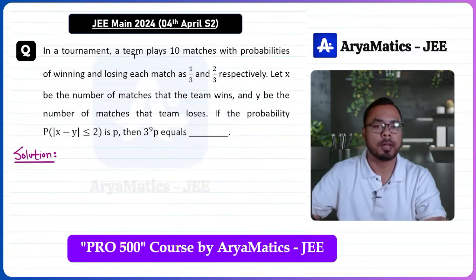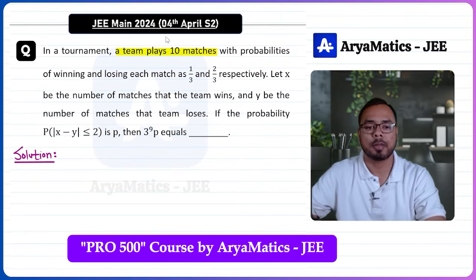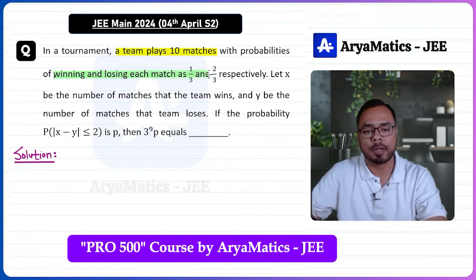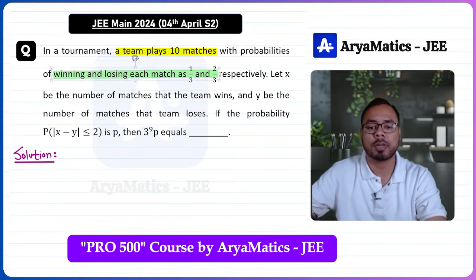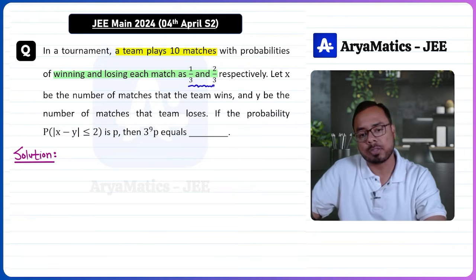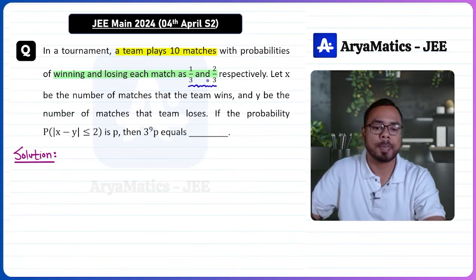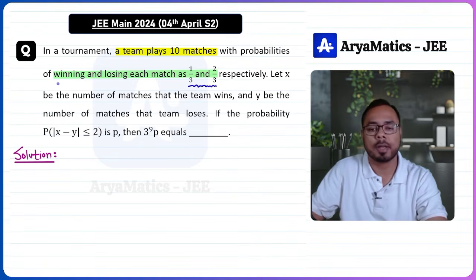In a tournament, a team plays 10 matches with the probability of winning and losing each match 1 by 3 and 2 by 3, right? This probability is constant. The probability of winning each match is 1 by 3 and losing the match is 2 by 3. The sum of these two is 1, so there is no chance of a draw. These are the only two cases, right?